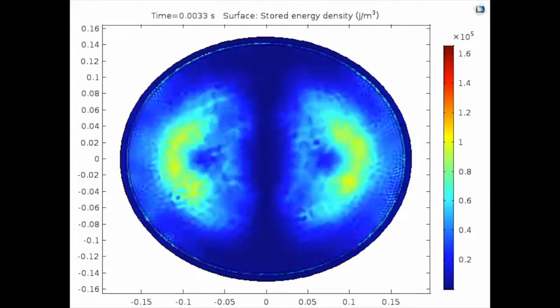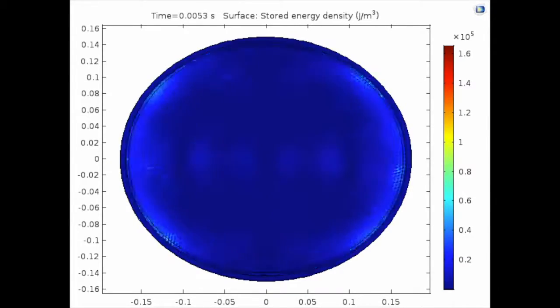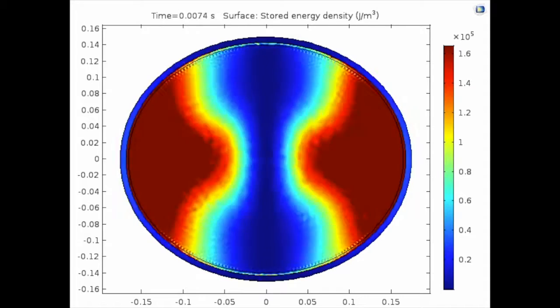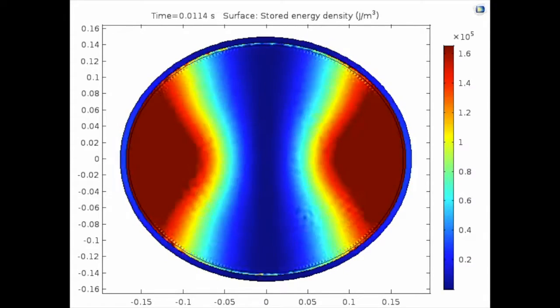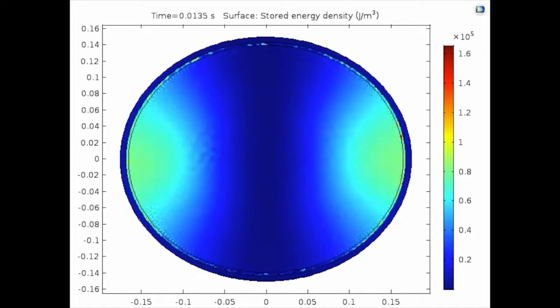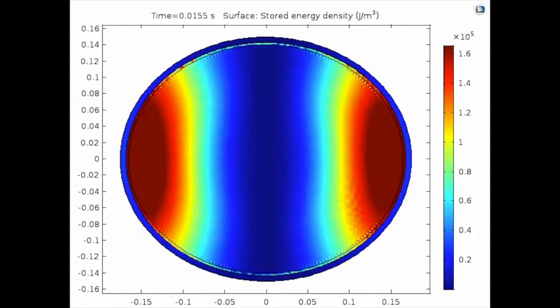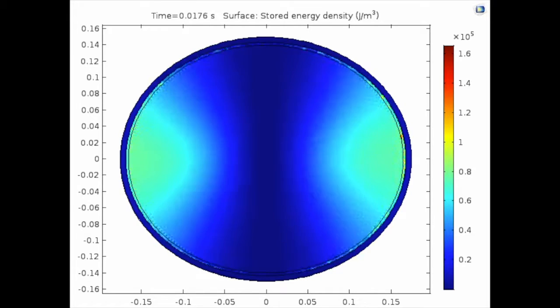Although the displacement was the greatest at the center of the brain, the strain and therefore stored energy density is greatest in both the frontal and occipital lobes, which is consistent with the contusion in the frontal and occipital lobes as a result of the coup-contra-coup motion of the brain during impact.